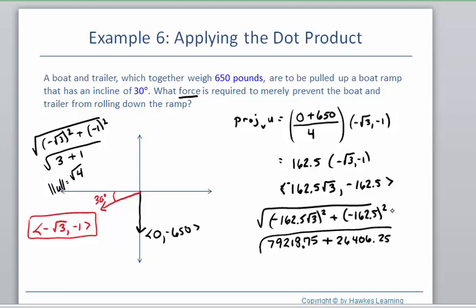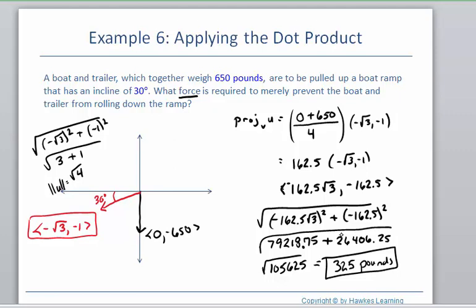All right, adding those two together gives me the square root of 105,625. And taking the square root of that gives me 325. So if we have a force of 325 pounds, that is all we need in order to keep that boat and the trailer from rolling down the ramp.